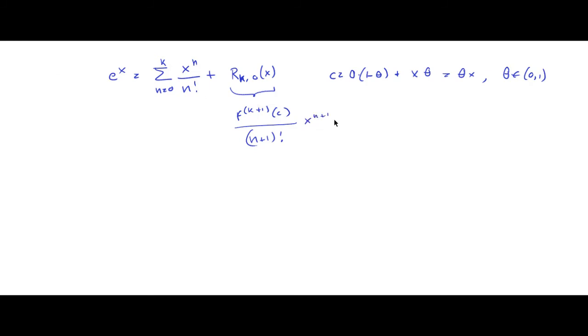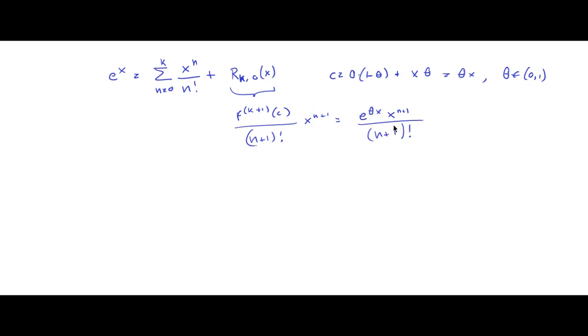plus 1, right? Now the case is that the derivative of the exponential is always the same, so this is going to be e to the c, or in other words, e to the theta x times x to the n plus 1 divided by n plus 1 factorial, right?